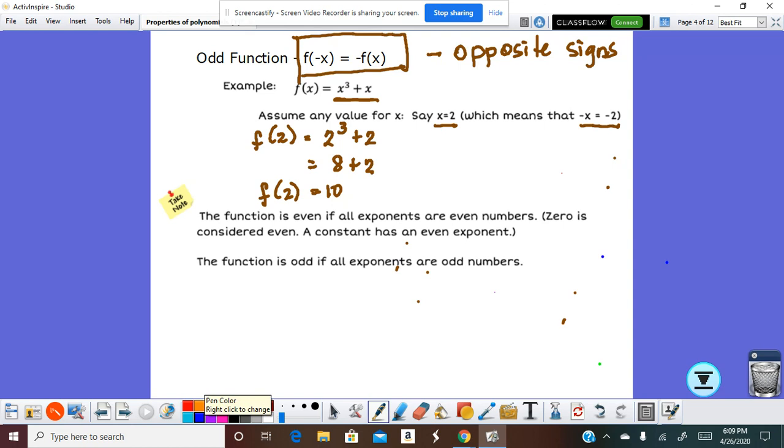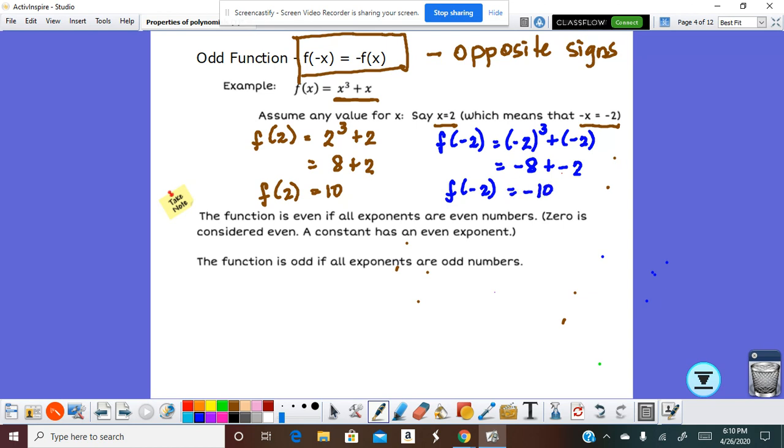What about f of negative 2? So we're plugging in negative 2 for x. You'll have negative 2 to the third power plus negative 2. Negative 2 to the third power gives us negative 8. Negative 8 plus negative 2 is negative 10. So our f of negative 2 is negative 10. F of 2 is positive 10. F of negative 2 is negative 10. The signs are opposite. Therefore, this one is an odd function.